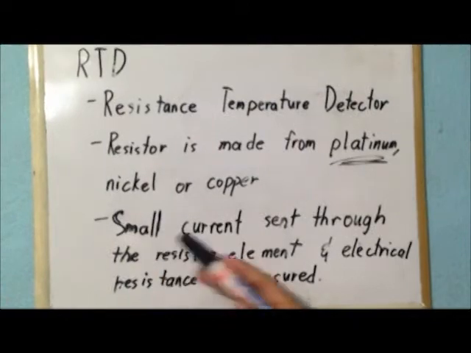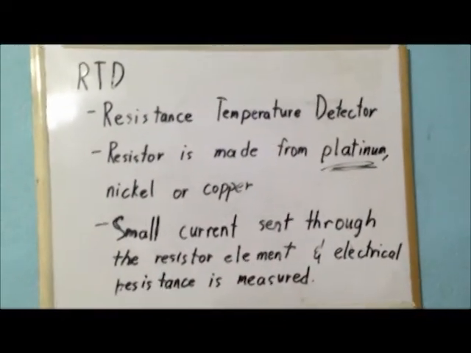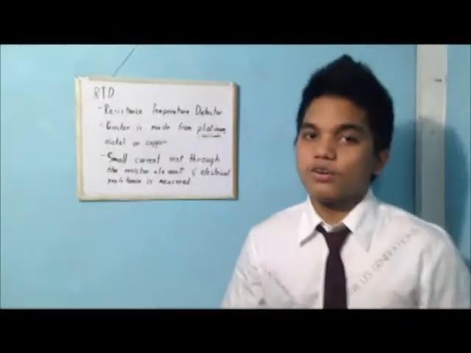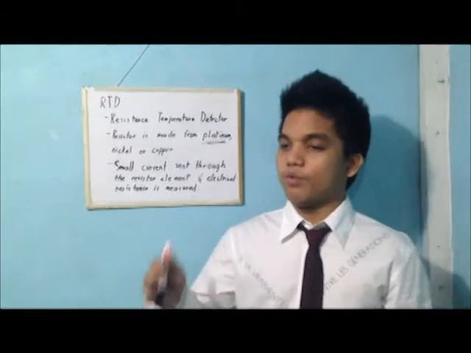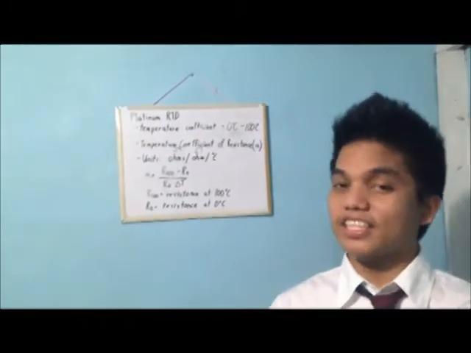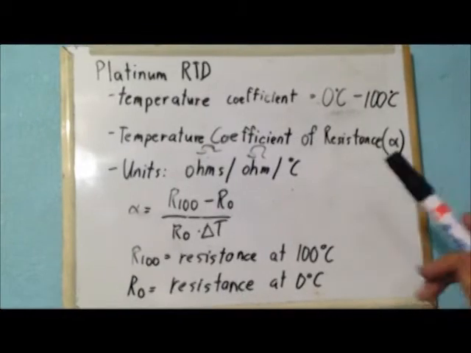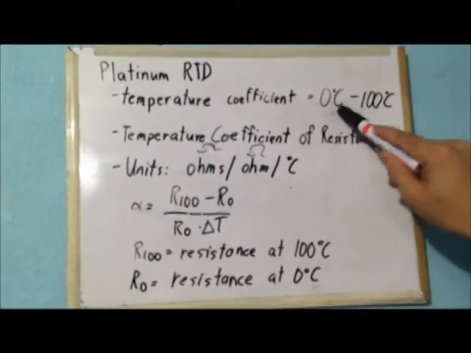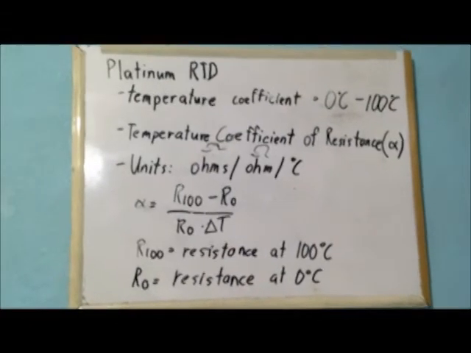It works by sending a small current through the resistor element, and the electrical resistance is measured. Also, resistance changes very predictably with temperature changes. Again, platinum is the standard among metals. The committees have adopted a mean temperature between 0 degrees Celsius and 100 degrees Celsius for industrial platinum RTD.